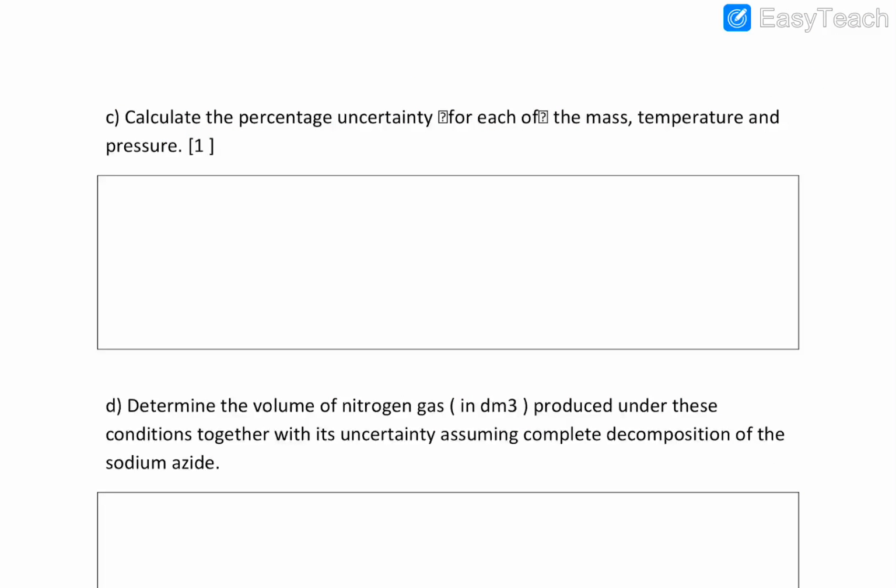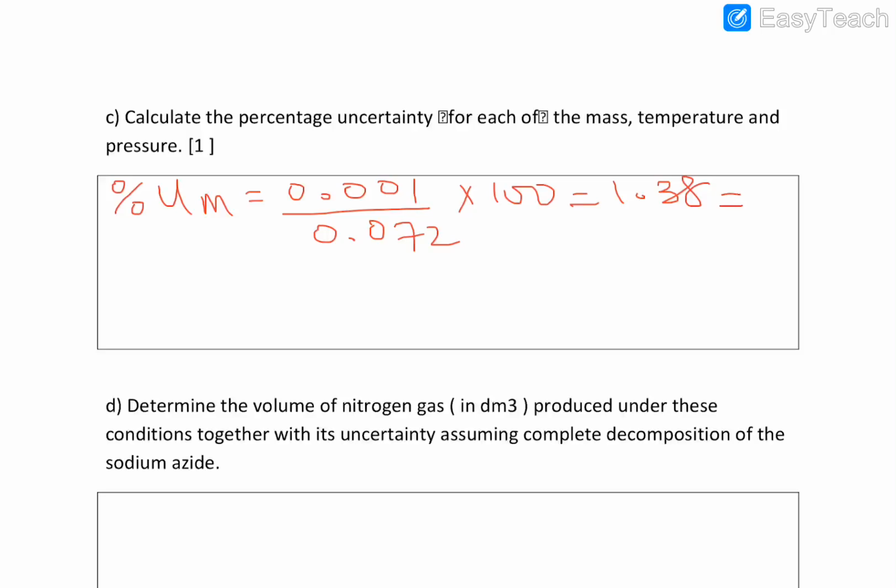Percentage uncertainty for each one of them. So let's do percentage uncertainty in mass. For this one, you need to convert to grams because both of them are going to be in kilograms, so it's going to cancel out. So no need for any conversions here. So you'll get 1.38%, and I'm going to give this to 1 SF, so 1%.